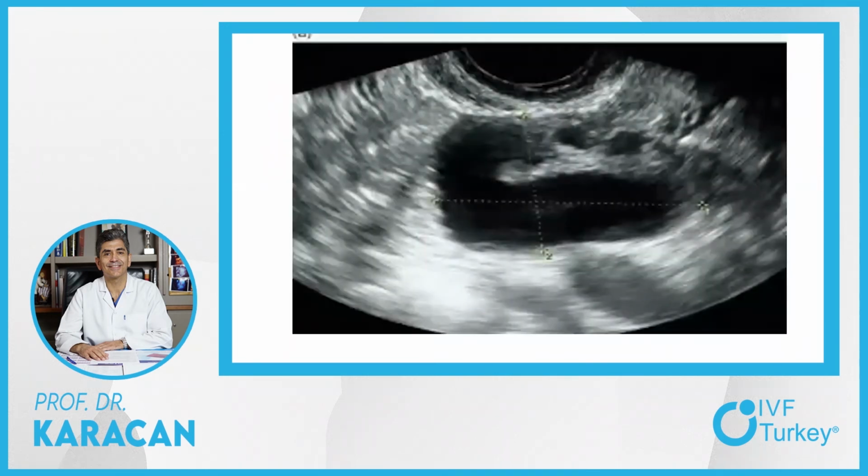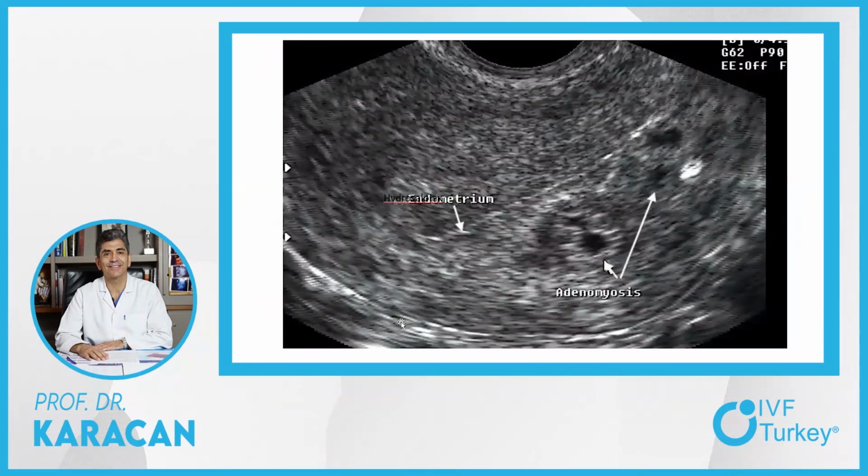So this is the photograph of hydrosalpinx by vaginal sonogram. It's a disturbed tube, a swollen tube, filled with fluid inside. This fluid accumulated inside the tube is harmful to the endometrial receptivity. This is adenomyosis. Adenomyosis is the location of endometrial remnants, endometrial tissue, inside the uterine muscle. This also impairs the chance of pregnancy. It's important.